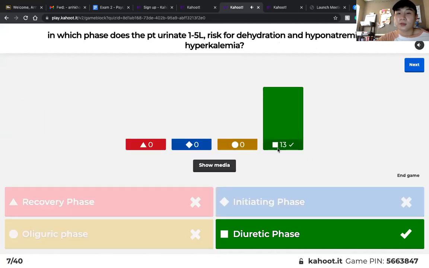All right, awesome. So yes, the diuretic phase is the phase when the patient starts to urinate a lot. That's why they are at risk for dehydration and hyponatremia, because they are peeing, excreting a lot of fluid.